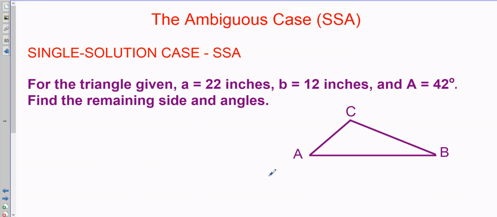All right, so here we go. We're going to go through a single case solution of SSA. And this is what we have here. For a triangle, given that A equals 22 inches, B equals 12 inches, and angle A equals 42 degrees, how do we know this is SSA?